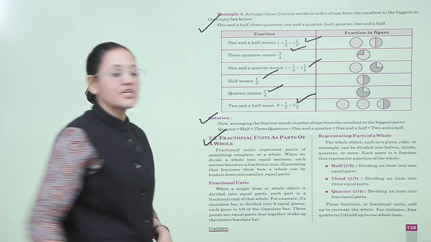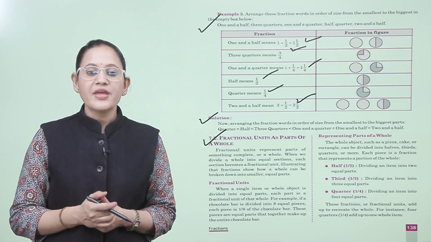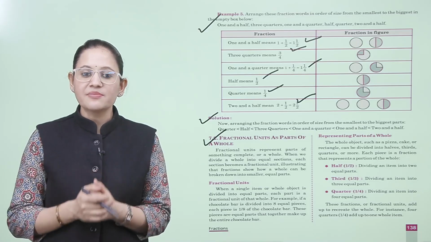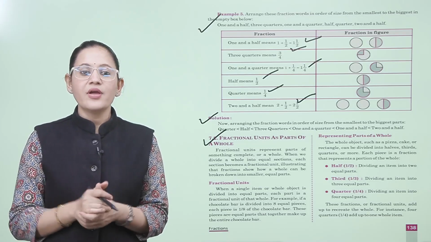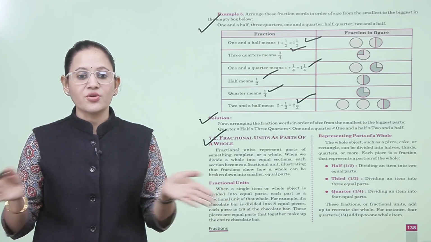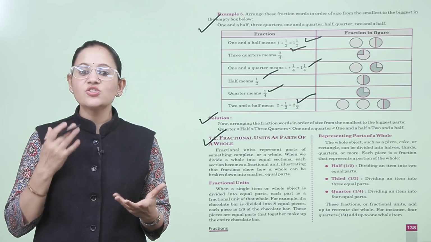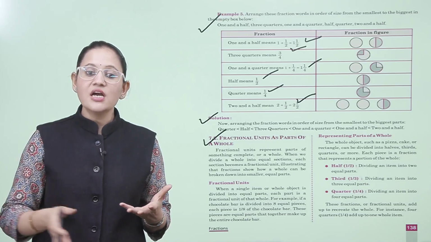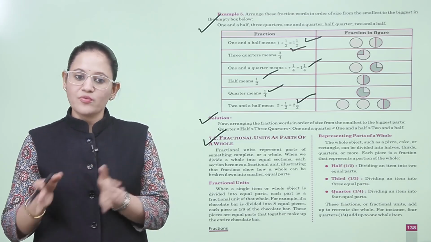Next is fractional unit as the part of a whole. A fractional unit represents the part of something complete or a whole. When we divide the whole into equal parts, each section becomes a fractional unit, illustrating that fractions show how the whole can be broken down into smaller equal parts.